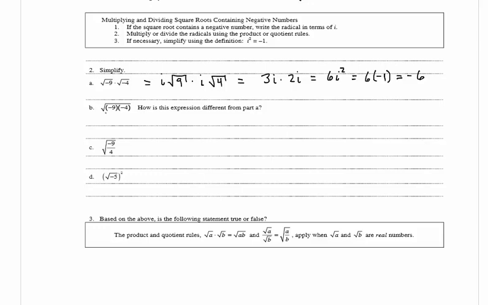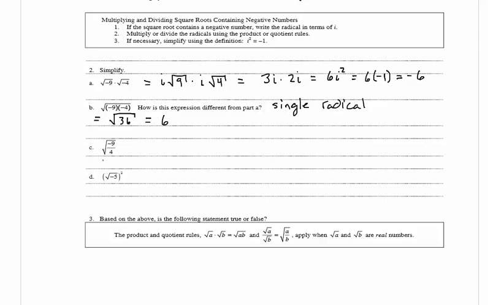In B, we have the square root of negative 9 times negative 4, and they ask, how is this expression different from in part A? This expression is different because there's a single radical. So here we have the square root of negative 9 times negative 4, and when we multiply negative 9 times negative 4, we get 36. So we have the square root of 36, which is equal to 6.